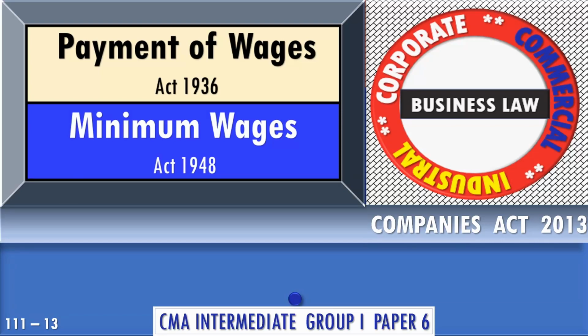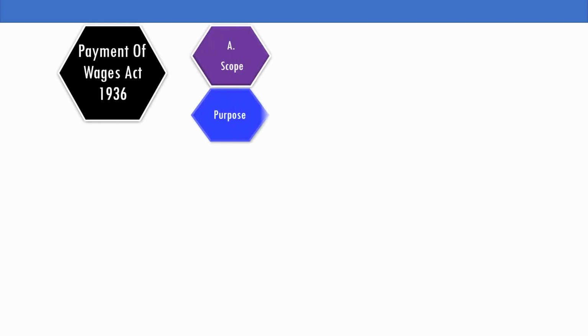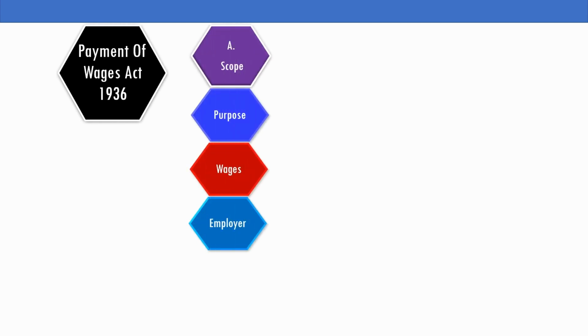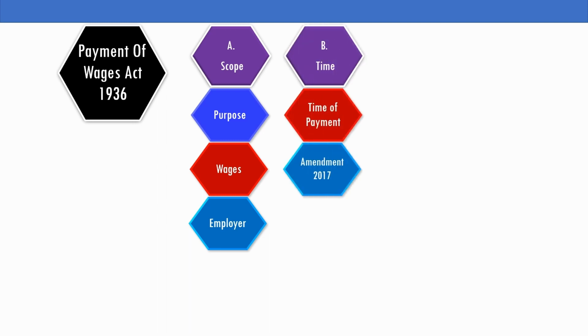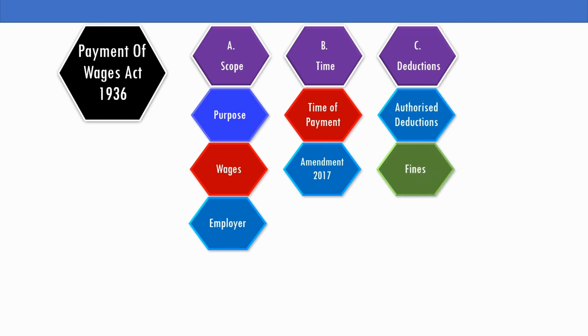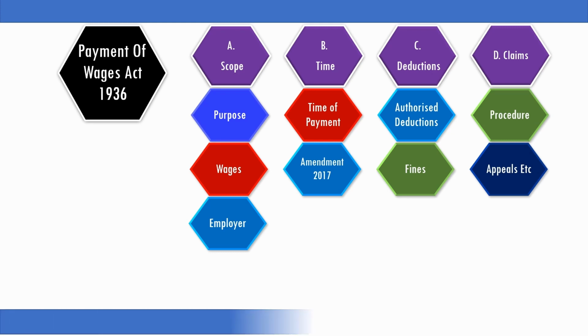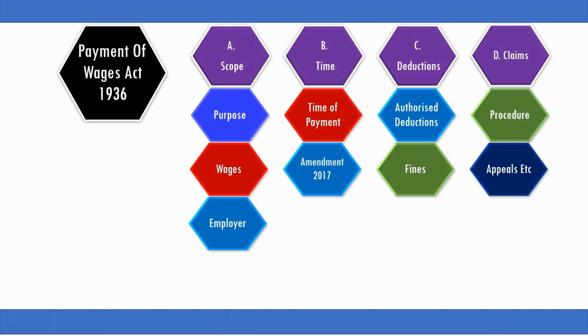An overview of Payment of Wages Act and Minimum Wages Act. Payment of Wages Act studied under four components: scope, specifying purpose, wages and employer; time of payment, amendment of 2017; deductions, authorized deductions and fines; regarding claims, procedure for claims, appeals, etc.